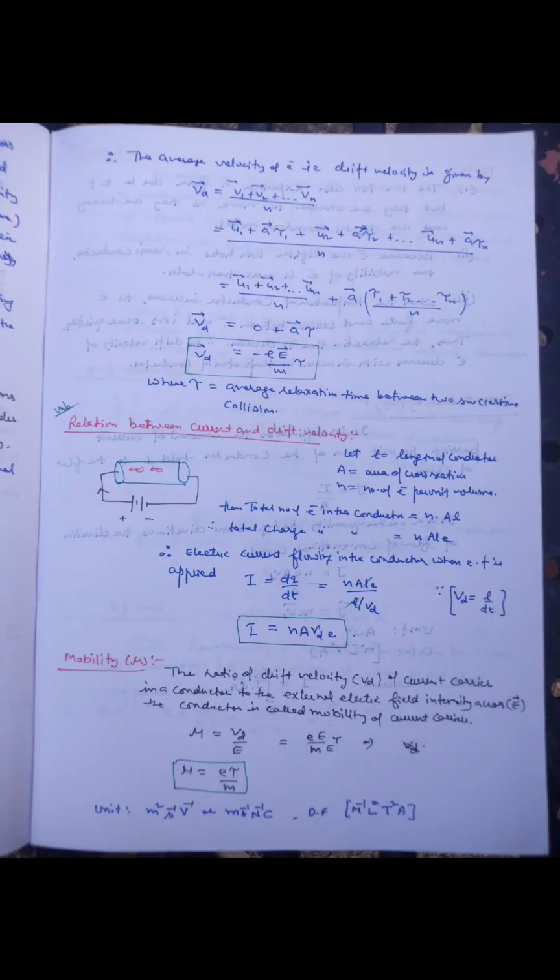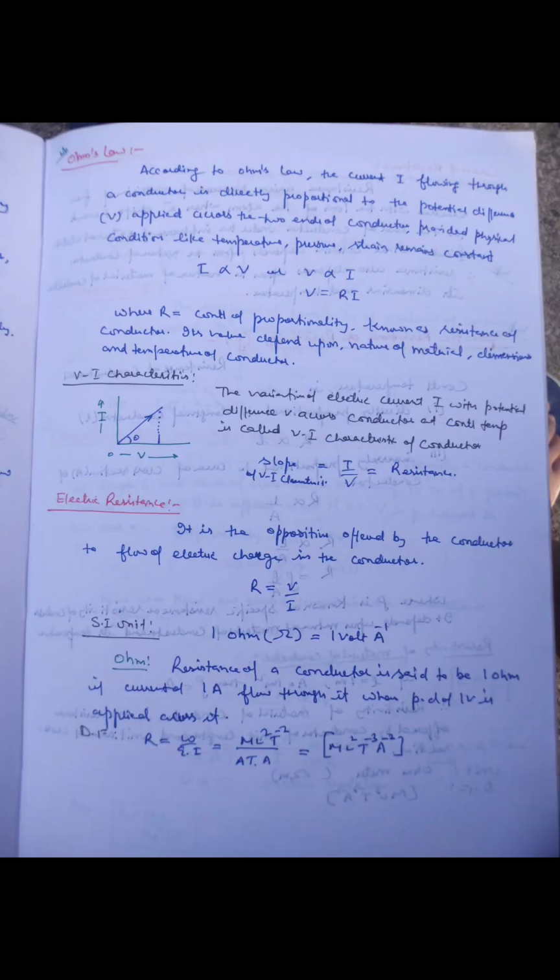Average drift velocity depends upon charge and mass of the electron, electric field, and relaxation time. Current is equal to nAeVd, where n is the number of electrons per unit volume, A is the area of the conductor, e is the electronic charge, and Vd is the drift velocity. The ratio of drift velocity to external electric field is called mobility. The amount of current passing per unit area of the conductor held perpendicular to the flow of charge is called current density.